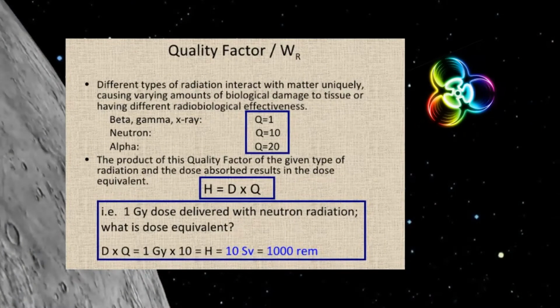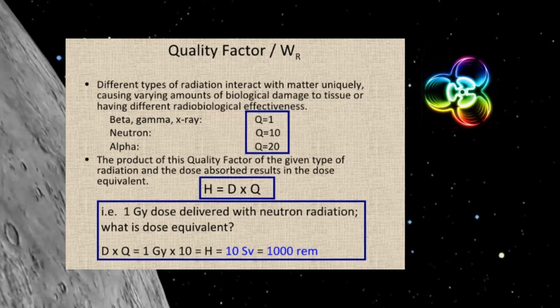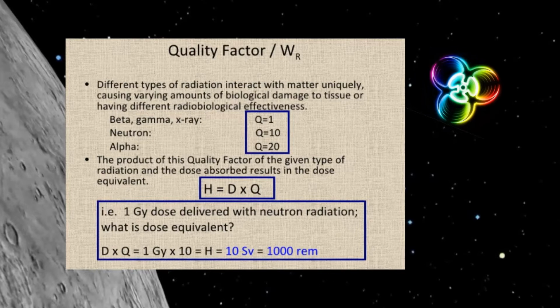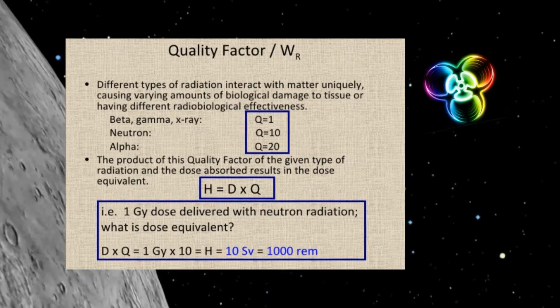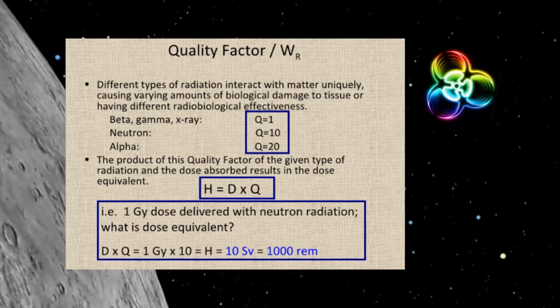A numerical quality factor Q between 1 and 20 is used to determine the equivalent dose. Alpha particles are given a Q factor of 20 since they cause more harmful biological effects once ingested. Beta and gamma radiation are assigned a Q factor of 1.